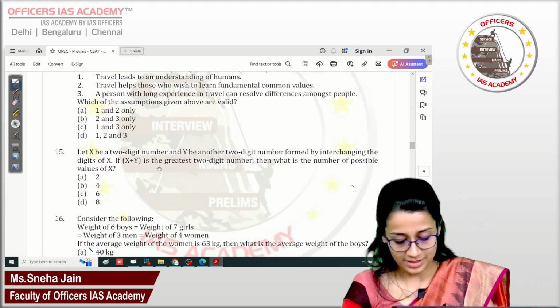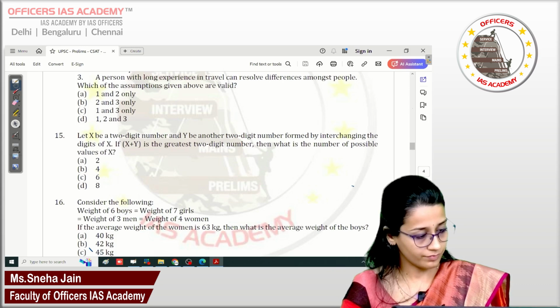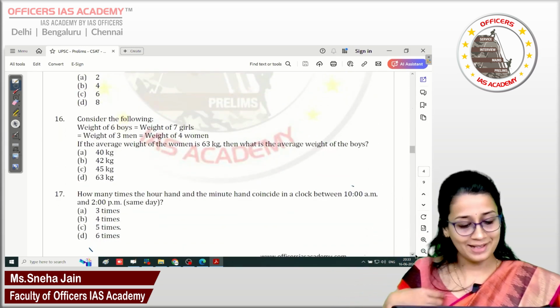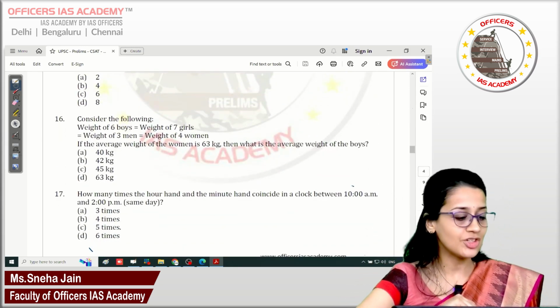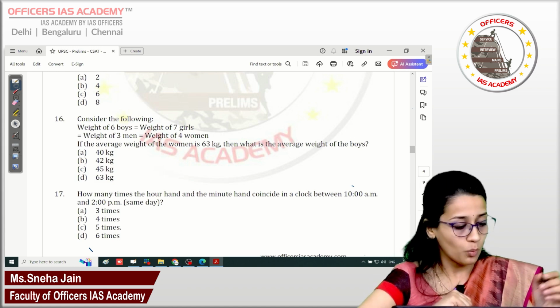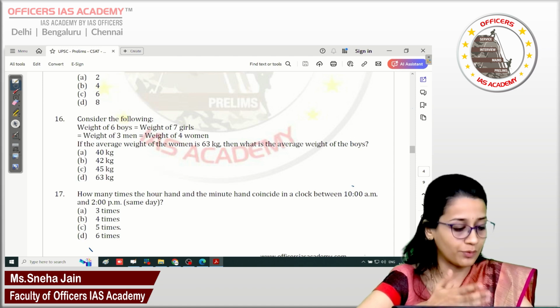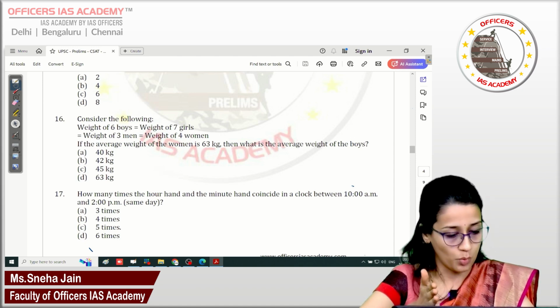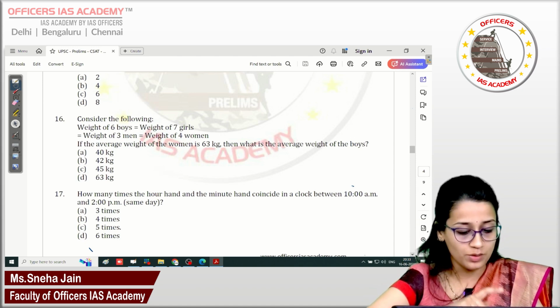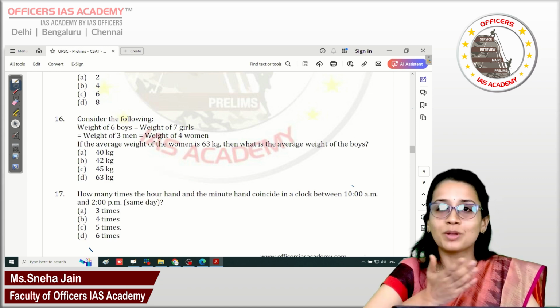We'll move to question number 16. This is a very simple question from average. So we see that in UPSC, average is a very favorite topic. Weight of 6 boys is equal to weight of 7 girls. That is equal to weight of 3 men, and that is equal to weight of 4 women. So if the average weight of women is 63 kilo, what is the average weight of the boys?